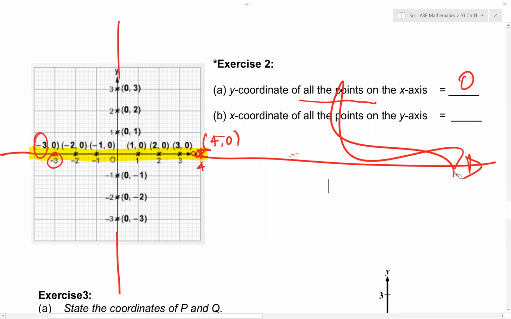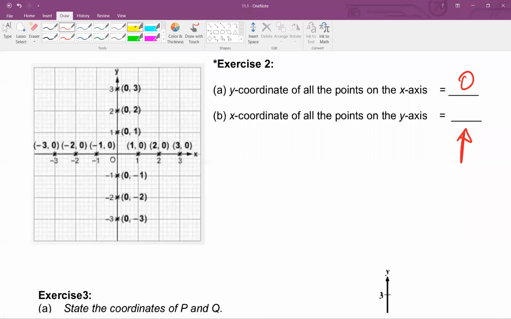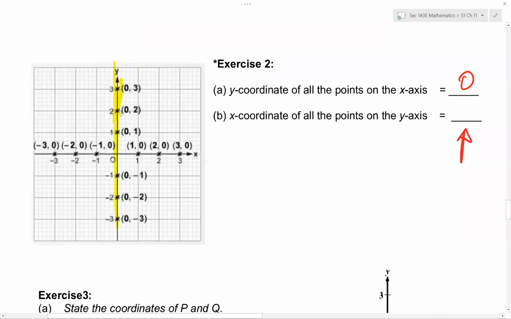So now, can you fill in the blank for part B? What is the x coordinate for all the points on the y axis? Where are the x coordinates? The points on the y axis. I'm now going to highlight the y axis, and I have also highlighted the points. So what are the x coordinates?